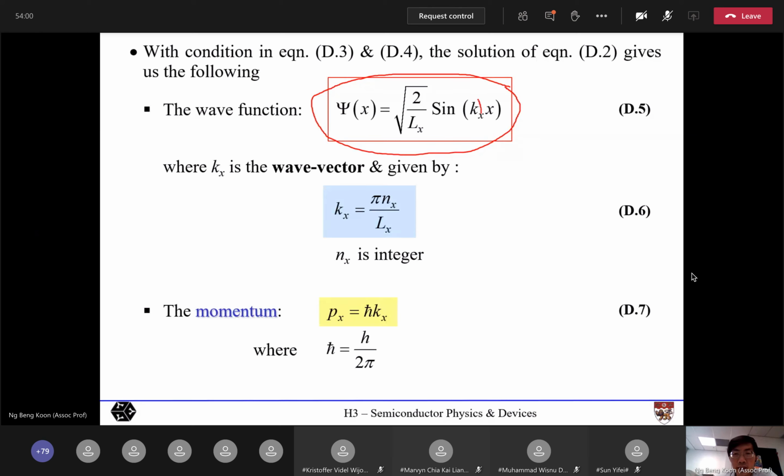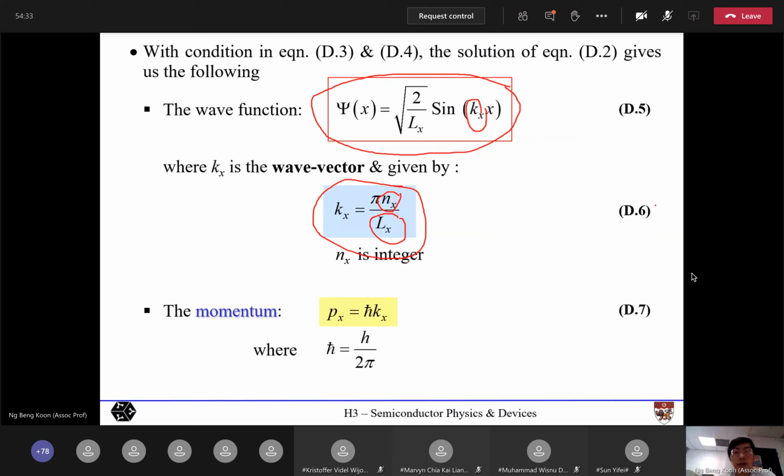And you have this kx, which is what we call the wave vector. Okay, the wave vector is defined here. This comes from solving the Schrödinger equation. Once you solve it, these are the solutions that you will get. So the wave vector is given by pi nx over Lx. Remember, Lx is the dimension of the well, and nx here is some integer value. Maybe not only positive, it's just an integer value, it can be negative actually.